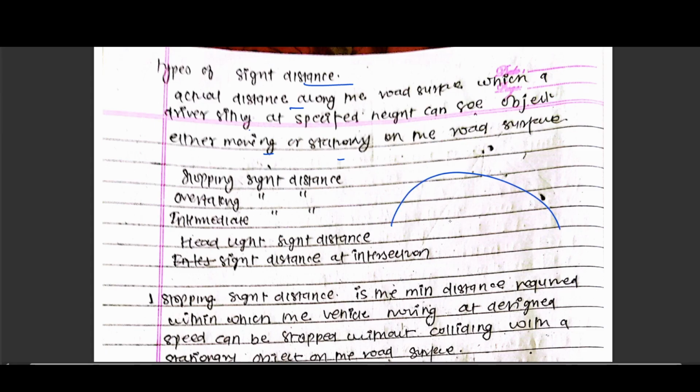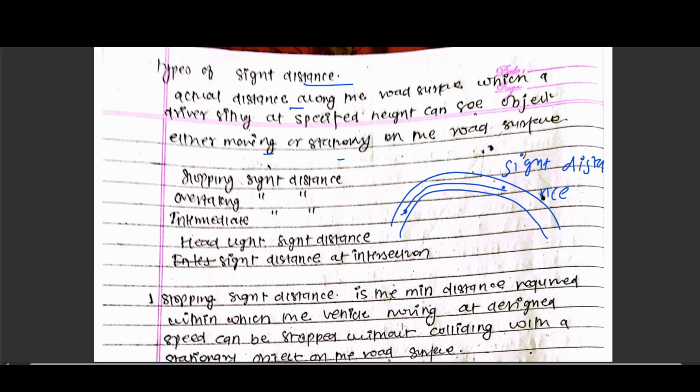That means, suppose this is the curve, and this is an object, and the vehicle is coming from this portion. So this length is known as the sight distance, and this length should be along the road surface. Basically, the main definition is like this, not more than that. This is the sight distance.